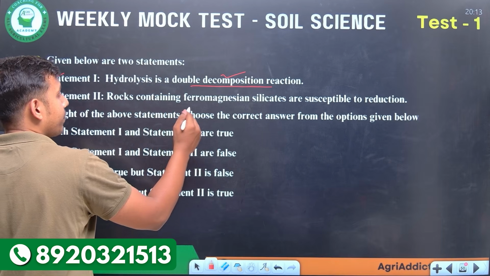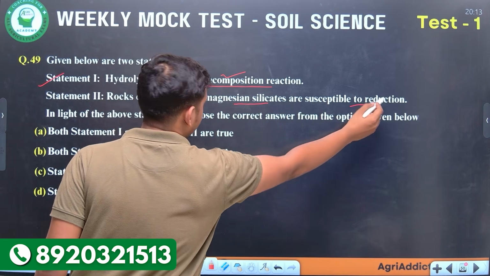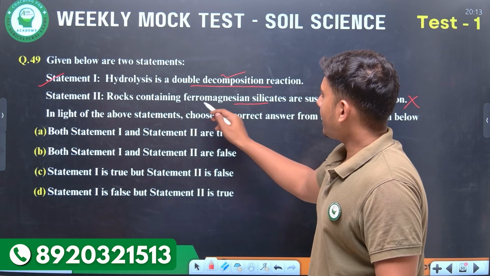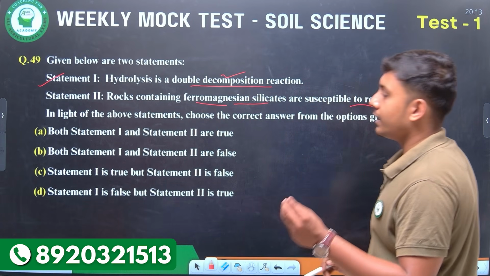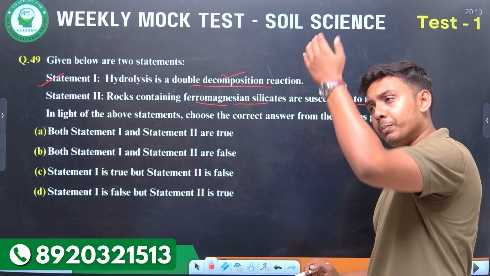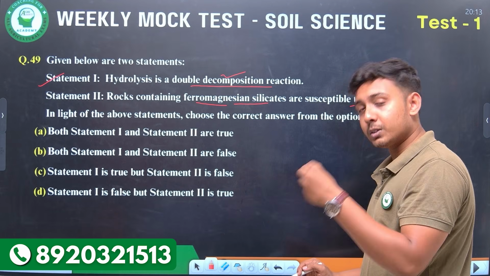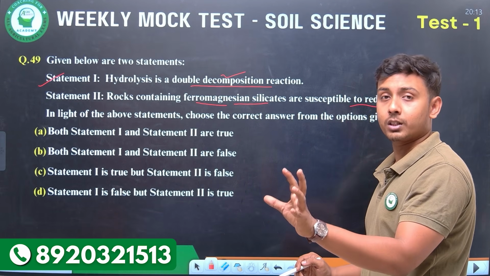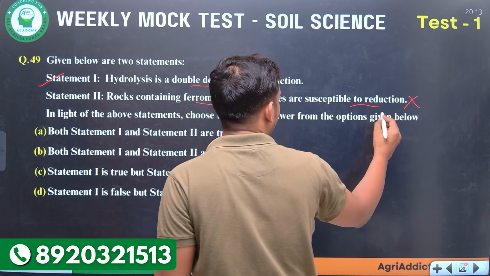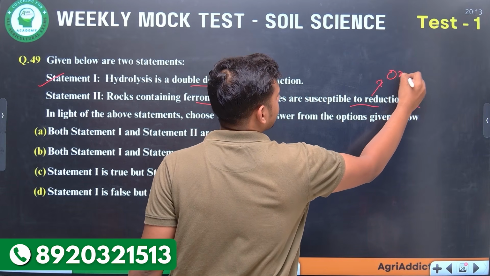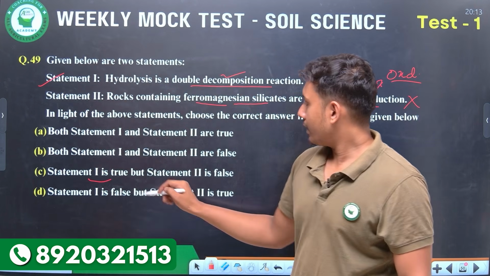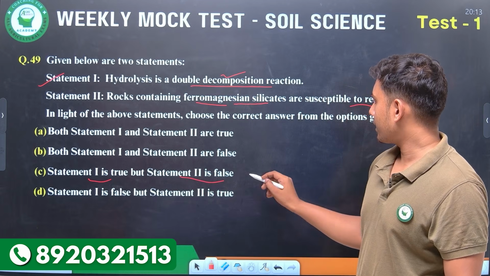And rocks containing ferromagnesian silicates are susceptible to reduction. No, this is not right. In ferromagnesian minerals, the iron present in the silicate is in the ferrous form. So whenever it becomes ferrous to ferric, it is always oxidation. So actually rocks containing ferromagnesian silicates are susceptible to oxidation. So this will be wrong. So statement 1 is true, but statement 2 is false. Okay, this will be the right answer.